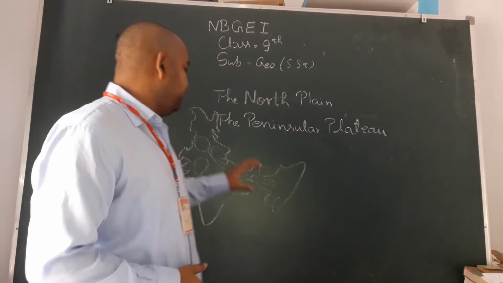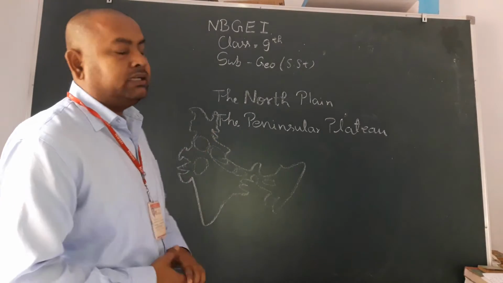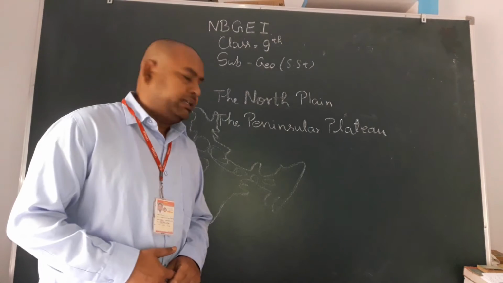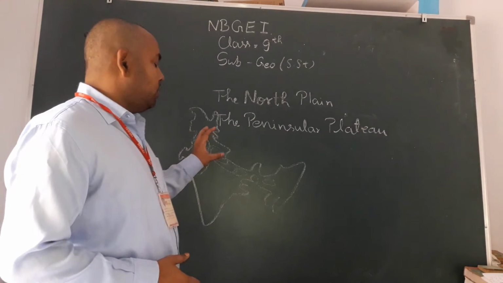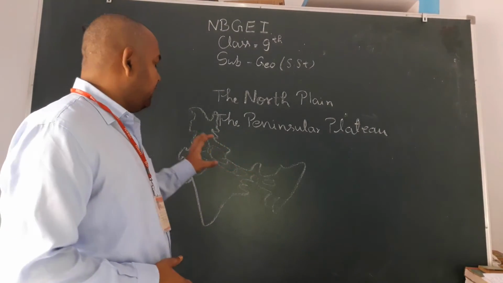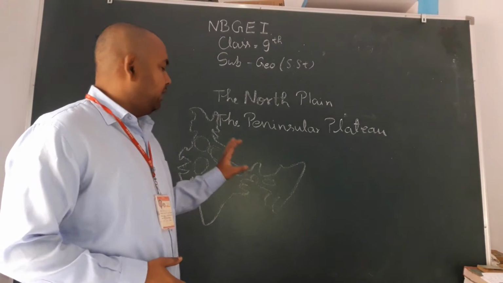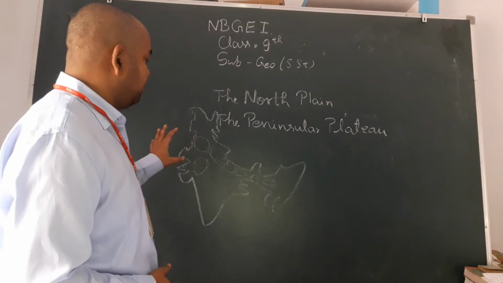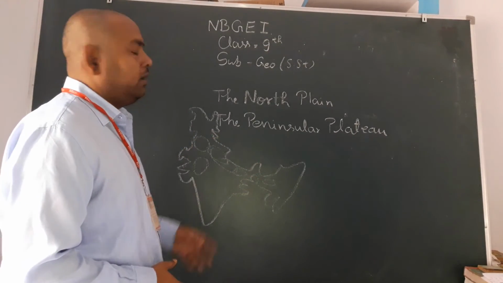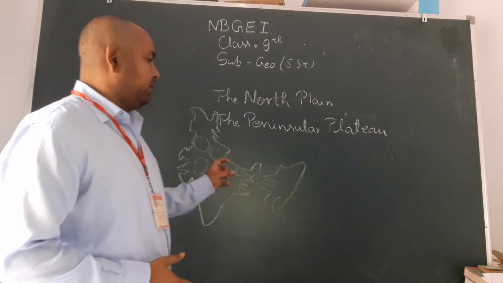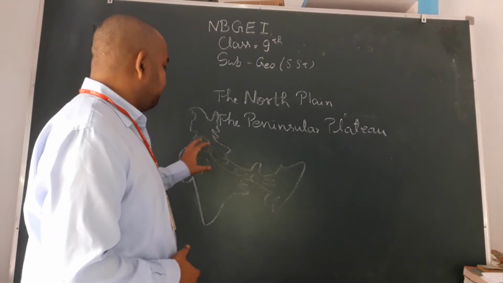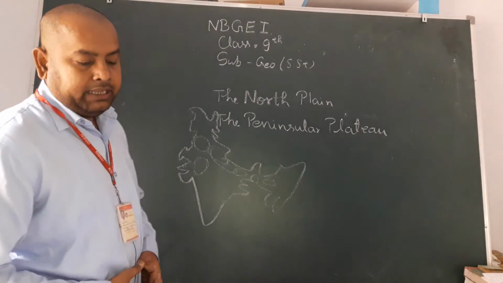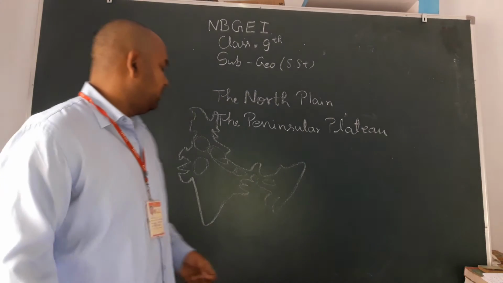So it is very important for agricultural work, and it is also a very densely populated area because of all the facilities like water, climate and the plain area, which are important for the geographical condition. So it is a very densely populated area.